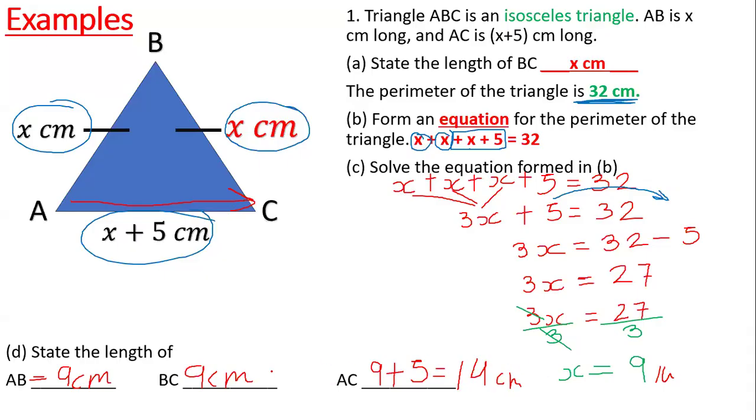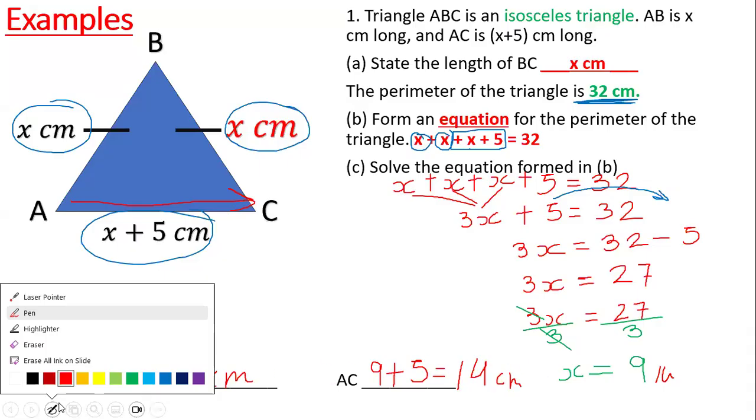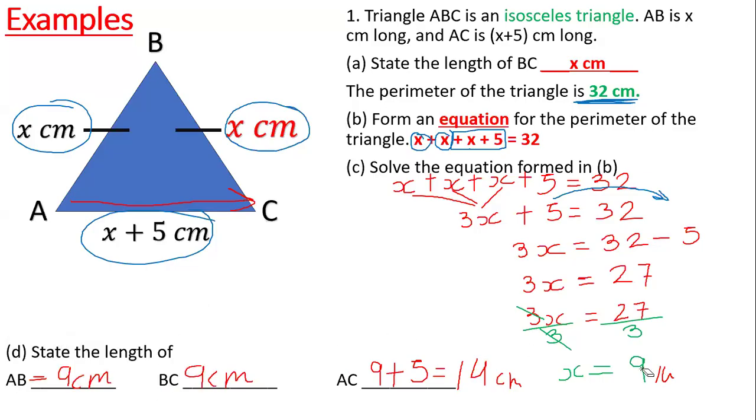We know what x is. x is 9. So AC is going to be what? 9 plus 5, which is going to be 14 centimeters. Okay, centimeters.